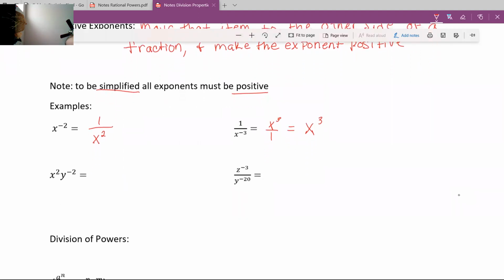What about the next one, though, where only one of them has an exponent? Well, I can draw my bar. X squared is the same, so I'm going to put x squared on the top. Y to the negative 2 means that I need to put y squared on the bottom. What about this last one? It's already a fraction and they both have negative signs. Well, I move them to their opposite sides. Z to the negative third is on top, so that means z to the third is going to be on bottom. Y to the negative 20th is on bottom, so y to the positive 20th will go on top.